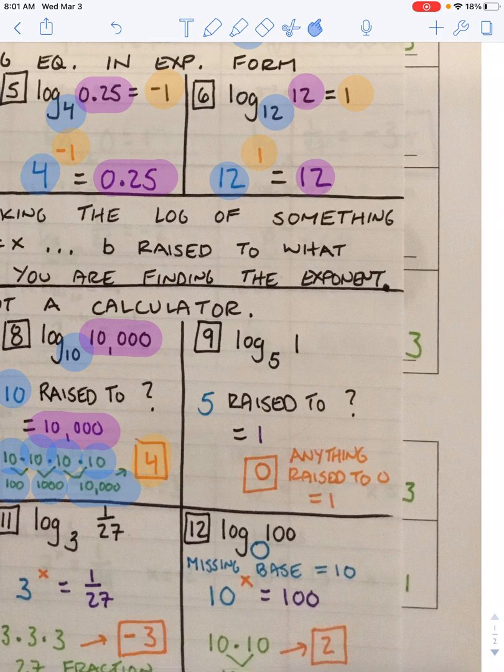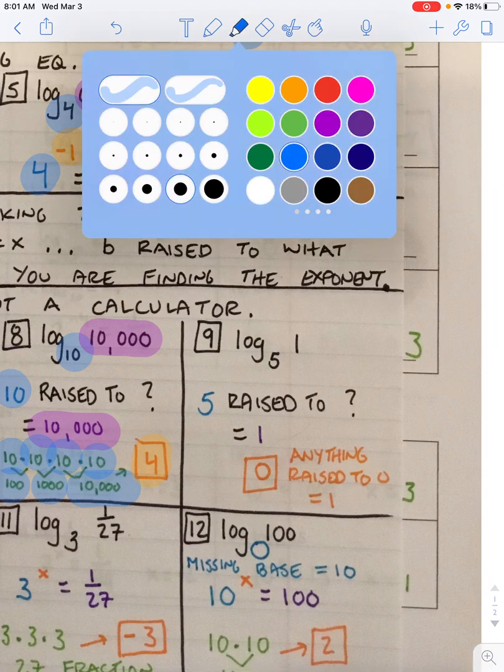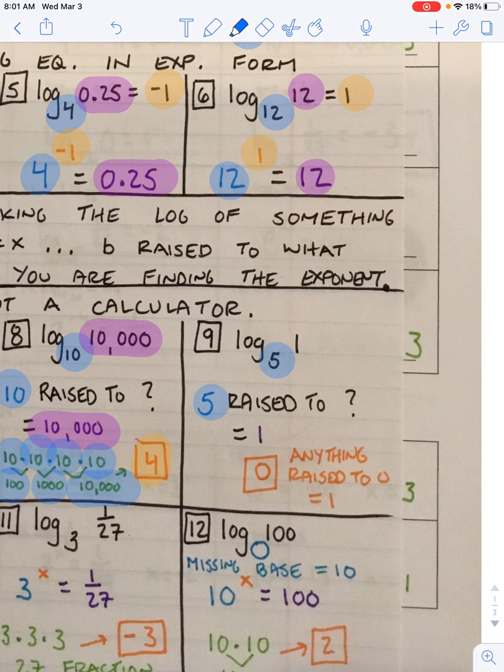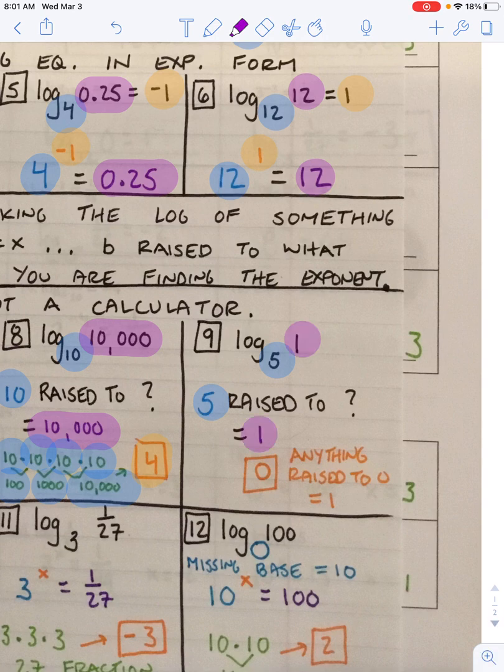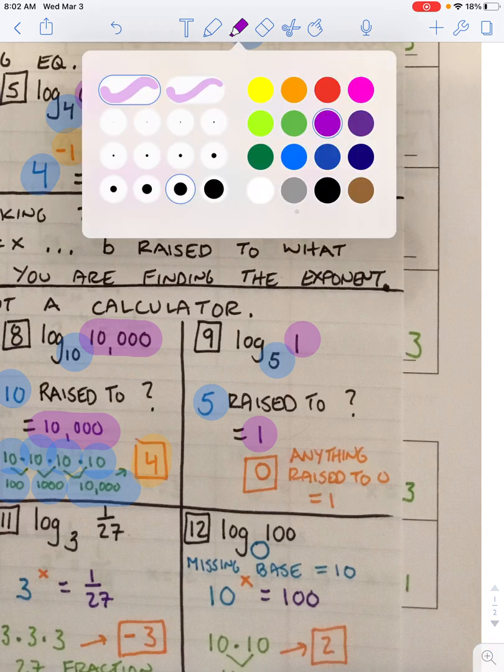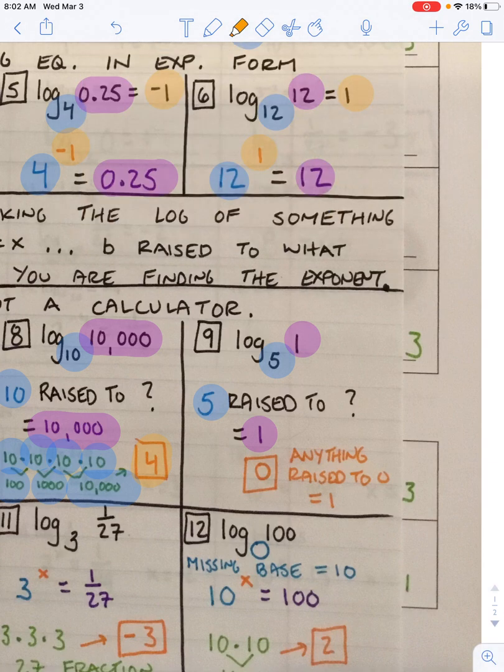For number 9, we have log base 5 of 1. So 5 raised to what power gives us 1? Okay, so the only way we can get 1 if we're starting with something larger than 1 is we must raise it to the 0. Anything raised to the 0 is 1. So log base 5 of 1, or log base 12 of 1, or log base 100 of 1 has to equal 0.